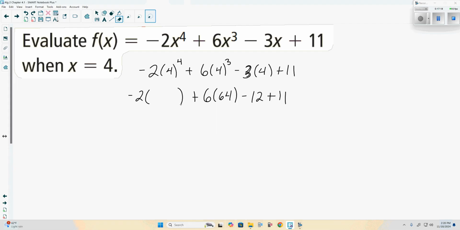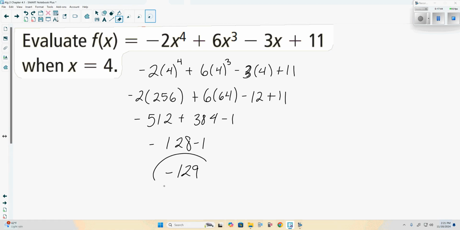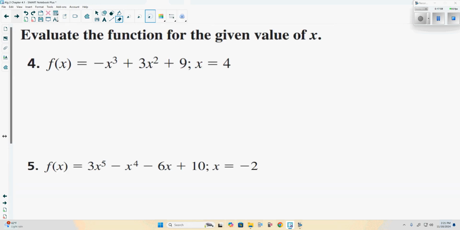64 and 64 is 2, so that'd be 256. You all said negative 129? Questions on how we plug these in and got our answer? I think we feel pretty comfortable with this here, yes?